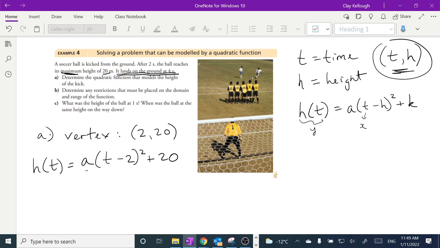No, it's not the minimum. This doesn't have a minimum because it has a maximum, right? It can't have both. A parabola either has a minimum because it looks like that, or it has a maximum because it looks like that. And this is me kicking a soccer ball, so it's definitely that.